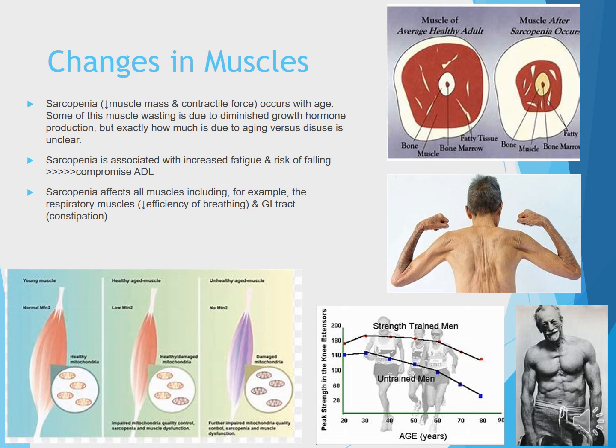Sarcopenia is associated with increased fatigue and risk of falling that compromise ADL. Sarcopenia affects all muscles, including, for example, the respiratory muscles, which can lead to reduced efficiency of breathing, and the GI tract, which can cause constipation.